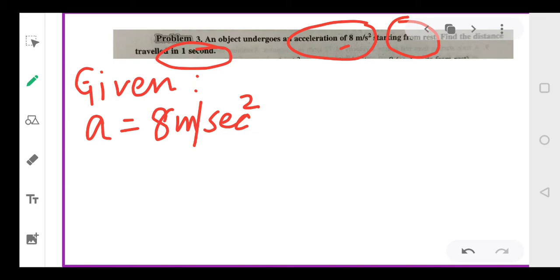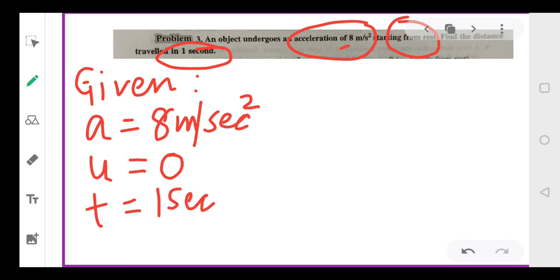Now it states the object was at rest. So the starting position of the object is rest. So U is 0. Because the object was at rest. Rest means the object was not moving at the start. So its velocity is 0. Its speed is 0. Right? Clear? And time is 1 second.